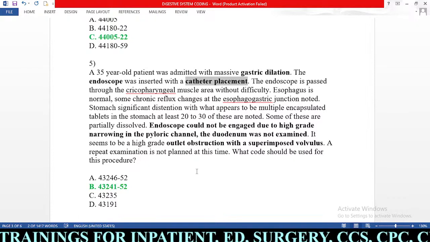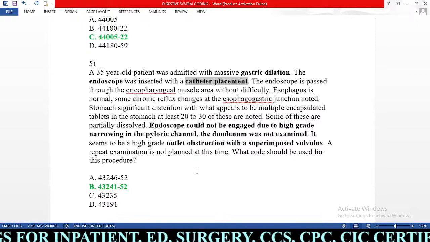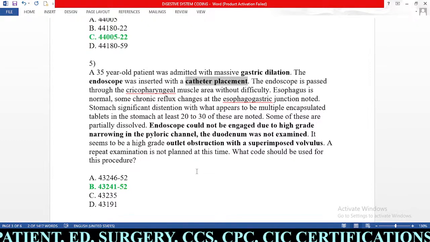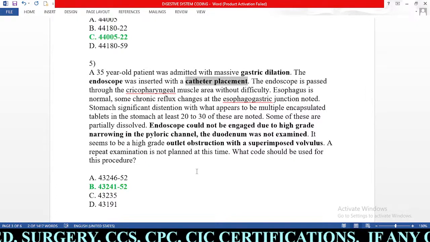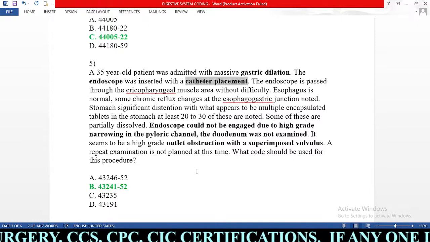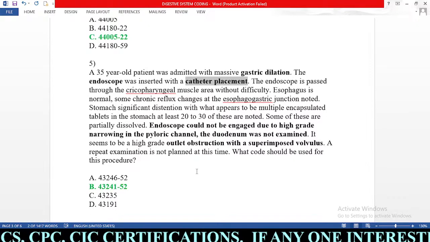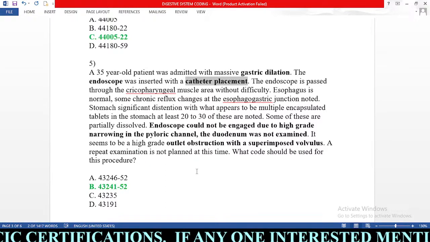46 is for gastrostomy tube insertion. Okay. 41 is for catheter placement. So yeah, that's why Gaurav, we need to read the code description completely. So if you check 43246, it is directly mentioning directed placement of percutaneous gastrostomy tube.